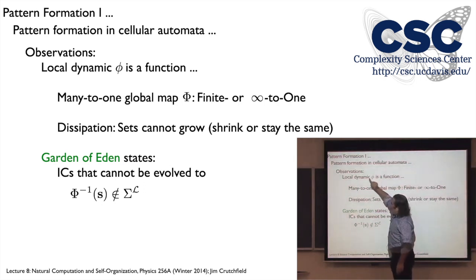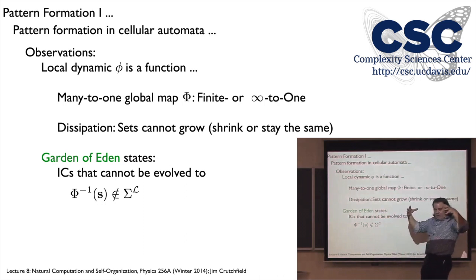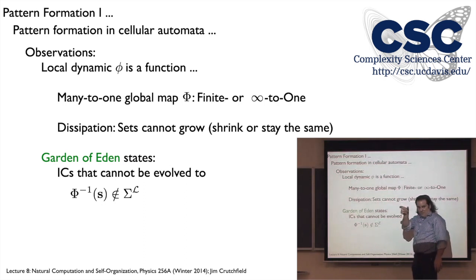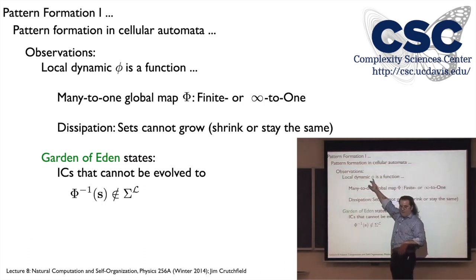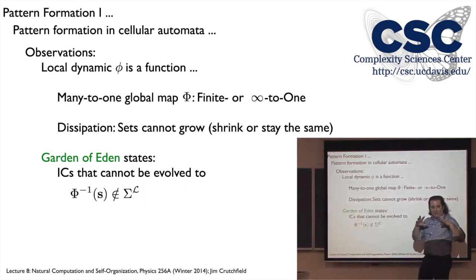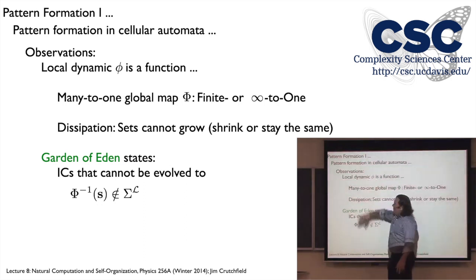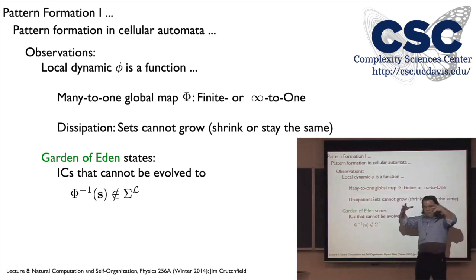The other consequence of the local dynamic being a function is that there is, in the sense we've been using the term, dissipation. There is shrinking of the hypervolume of sets. You don't get to create anything new. At best, you can just maintain global state information. So sets cannot grow. They can only shrink. Or in a few very rare cases, you can define, say, local phis that maintain the number of ones locally, and then those are invertible, and those will be analogs of Hamiltonian systems. In the general case, and I'll show you a bunch of these, specifying phi as a function just induces shrinking.